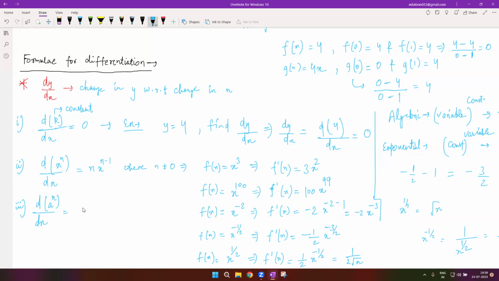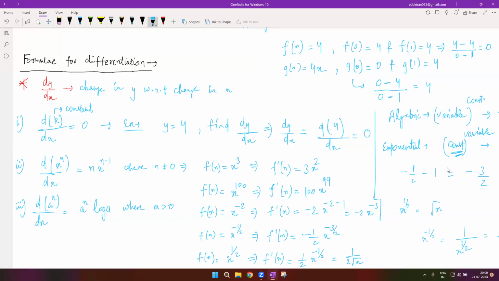So what is the differentiation of the exponential function? a to the power x log a, where a must be greater than 0. We cannot find the differentiation of minus 2 to the power x. You will never see minus 2 to the power x, because in an exponential function this constant must be positive.